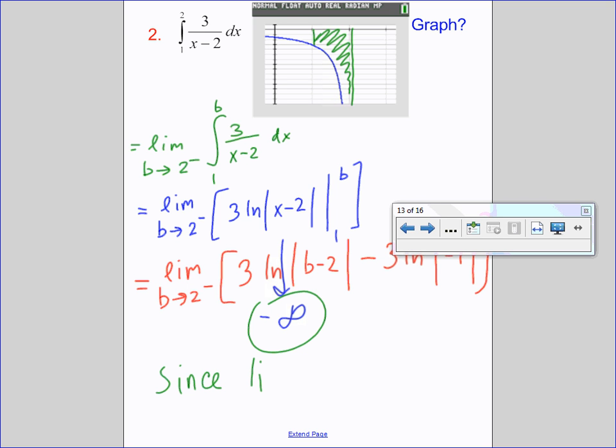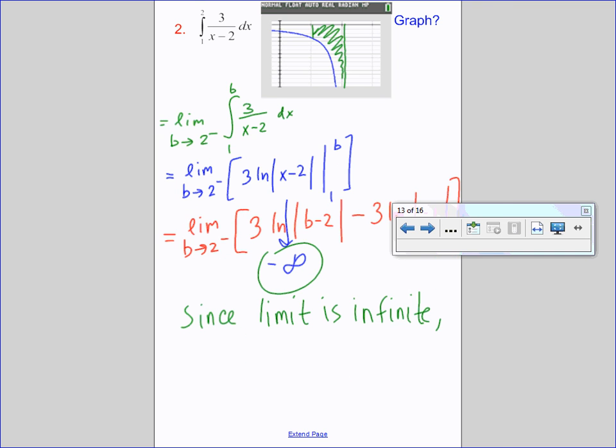So since the limit is infinite, the improper integral diverges.